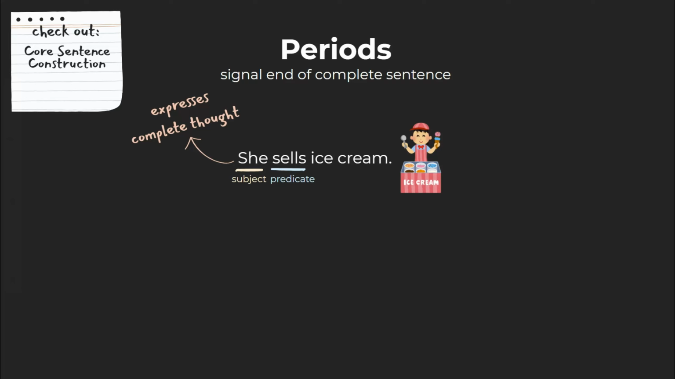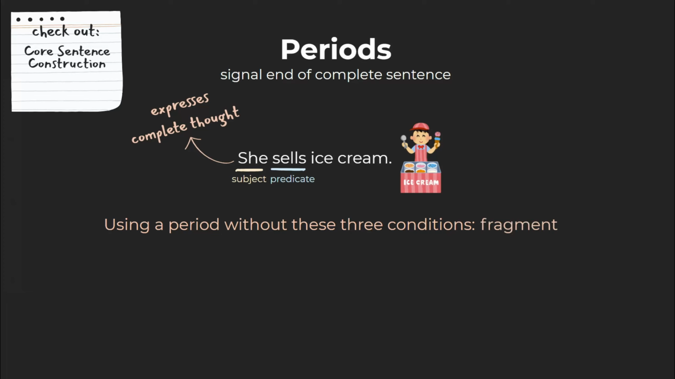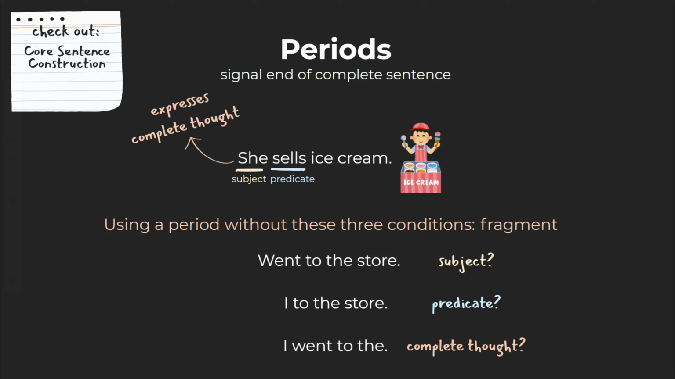Using a period to complete a sentence before all three of these needs are met results in a sentence fragment. For example, "went to the store" has no subject, "I to the store" has no predicate, and "I went to the" doesn't express a complete thought. For a more in-depth review of fragments, check out our Common Sentence Structure Errors video.